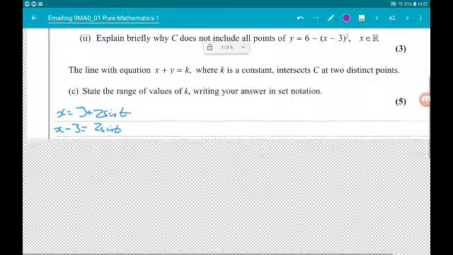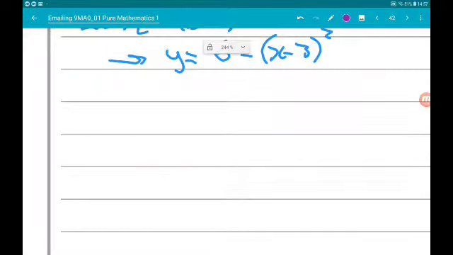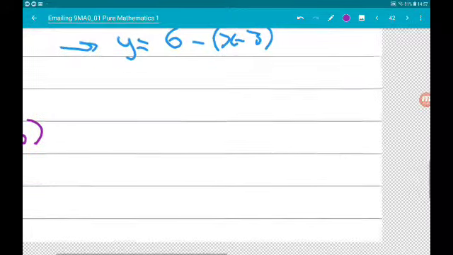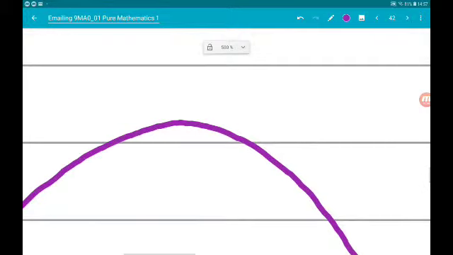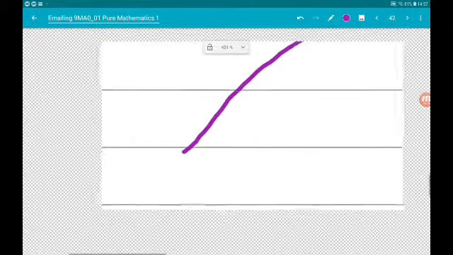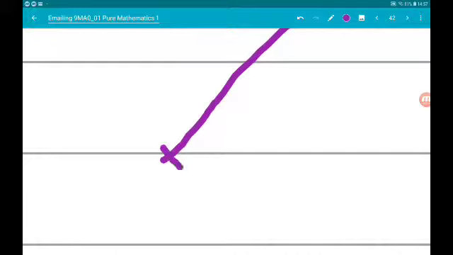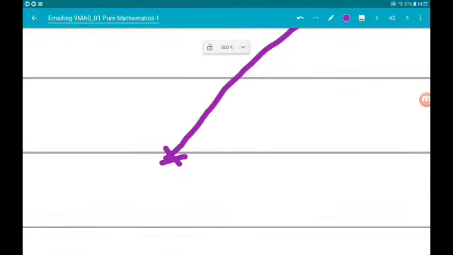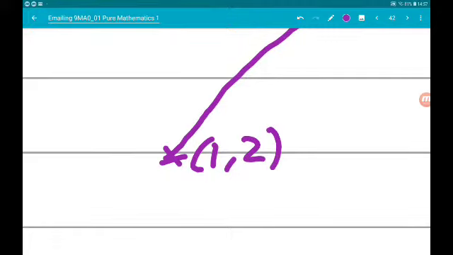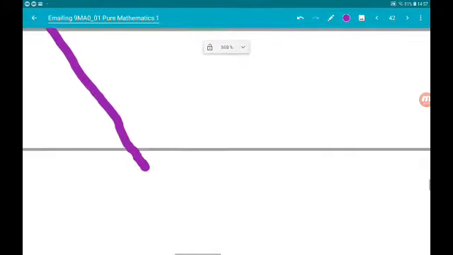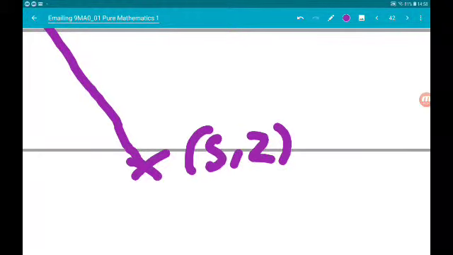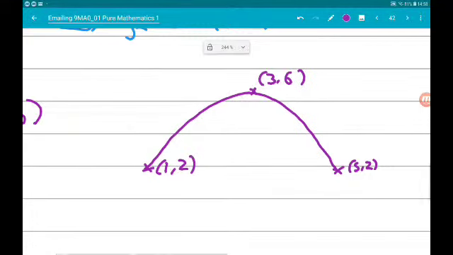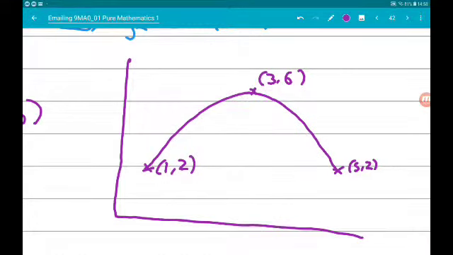So the graph is going to look something like this. So our turning point is at (3, 6). The coordinates of this point are going to be (1, 2), and the coordinates of this point are going to be (5, 2). So, I guess we should also put some axes in to show that we never hit.